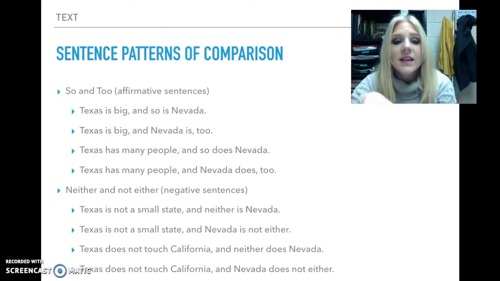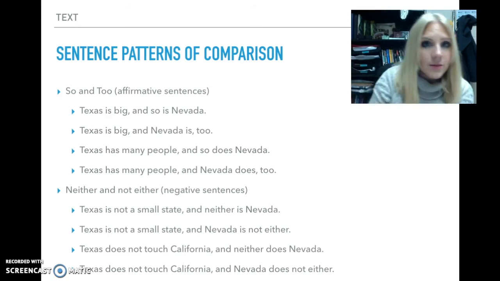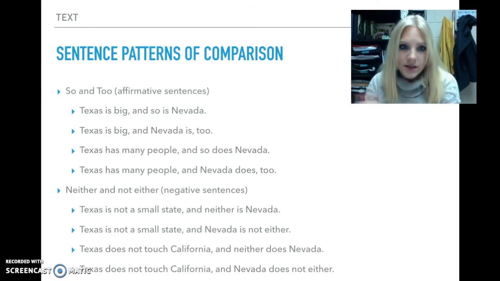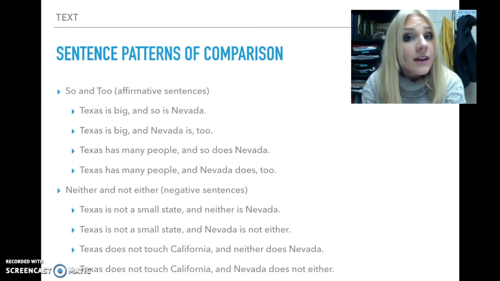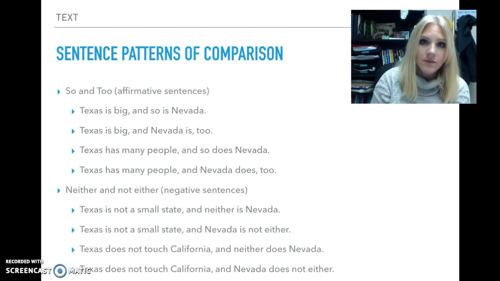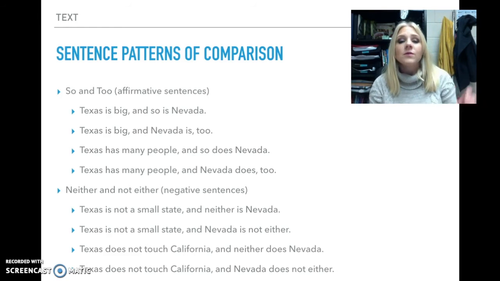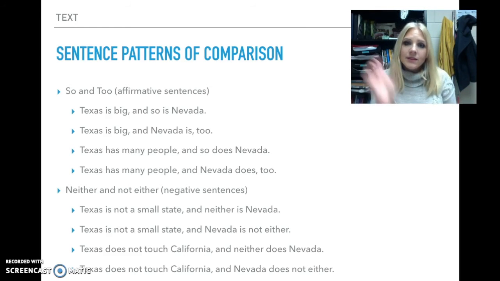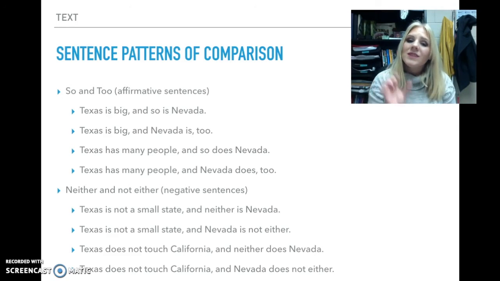Texas does not touch California, and subject, neither does Nevada. Now if we want to make Nevada the subject, Texas does not touch California, and Nevada does not either. Okay, so if we want to make the second topic the subject of the sentence, we're going to use either.